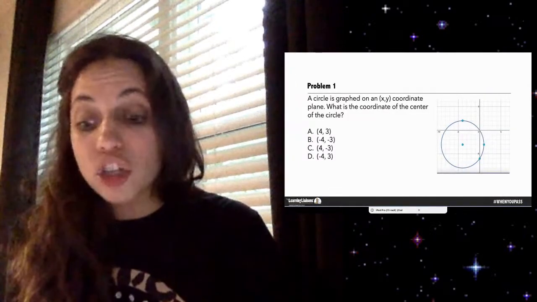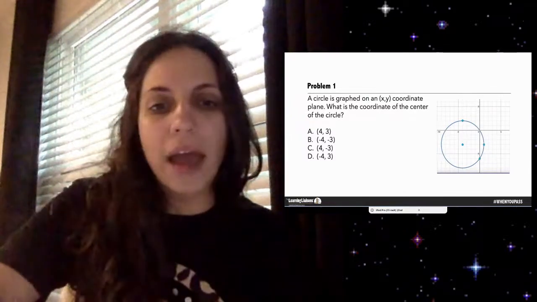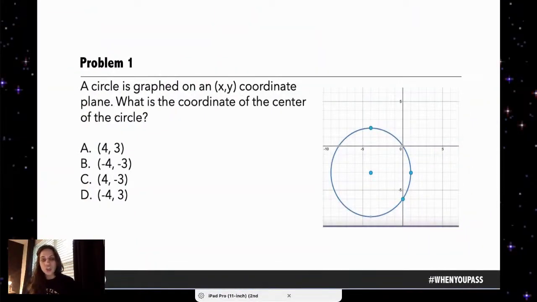All right. A circle is graphed on an XY coordinate plane. What is the coordinate of the center of the circle? So even though my elementary people don't need to know about circles, you need to understand coordinate planes. So if you need to understand coordinate planes, I'm going to go over how to identify and how to graph.